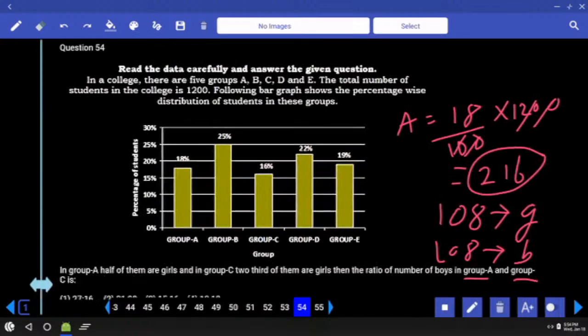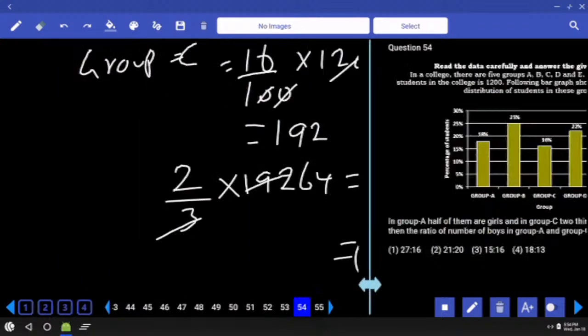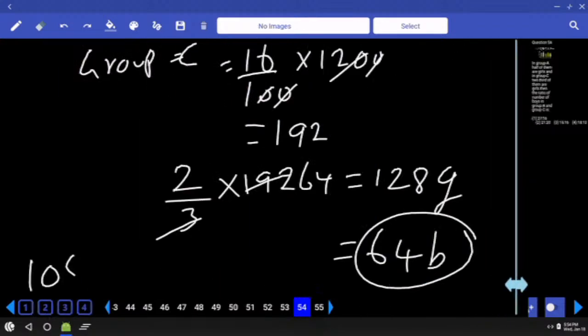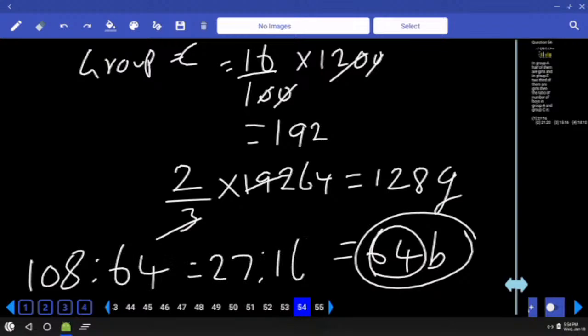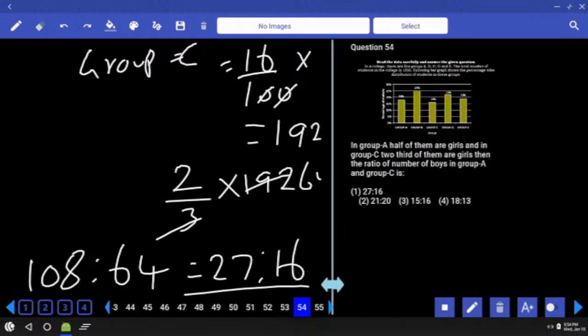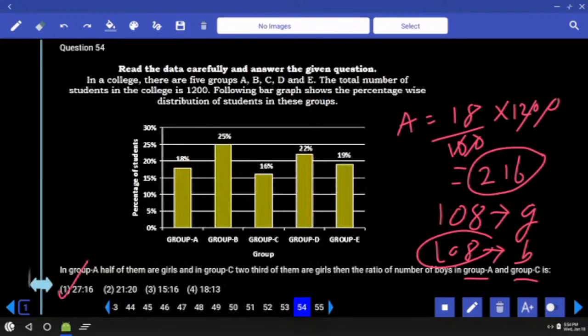Now he's asking what is the ratio of the number of boys in group A and group C. In group A, how many boys are there? 108. In group C, how many boys are there? 64. This equals 27:16. This is your answer. If you multiply by 4, it's done. First option. Okay, easy DI question. Yes or no? Everyone can do this.